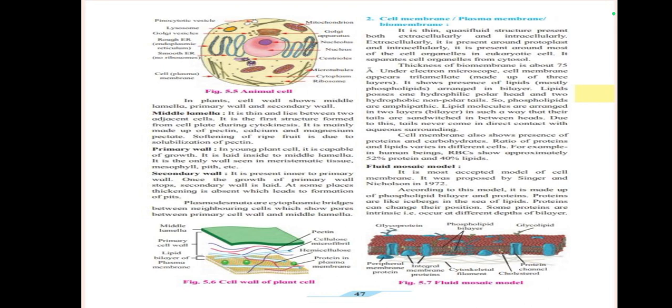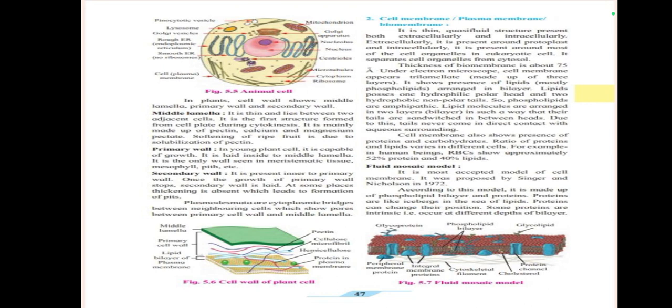Figure 5.5, animal cell. Figure 5.6, cell wall, plant cell. Cell membrane, plasma membrane, biomembrane. It is a thin, quasi-fluid structure present both extracellularly and intracellularly. Extracellularly, it is present around the protoplast, and intracellularly, it is present around most of the cell organelles in the eukaryotic cell. It separates cell organelles from cytosol.